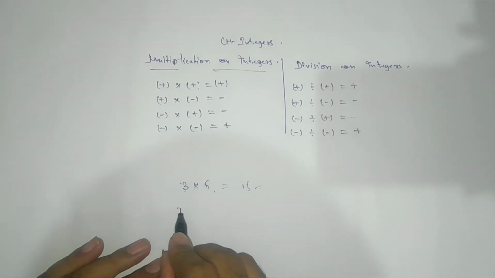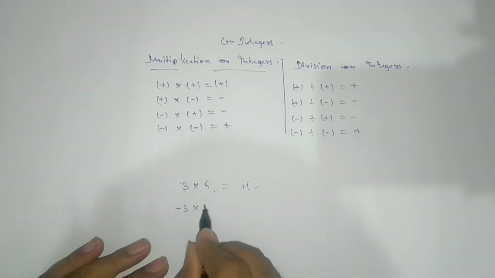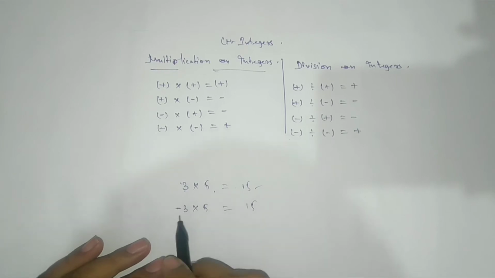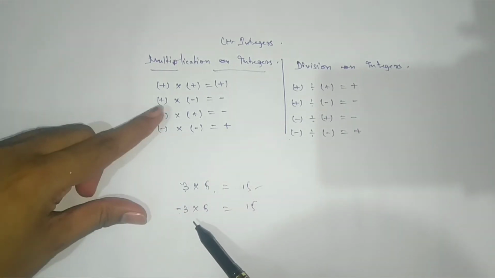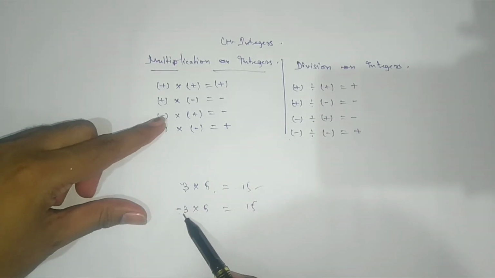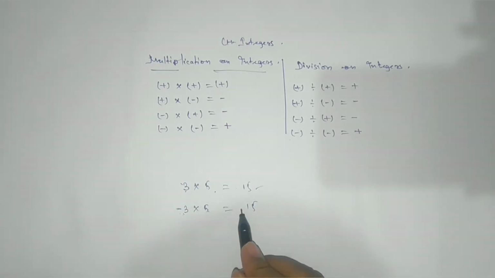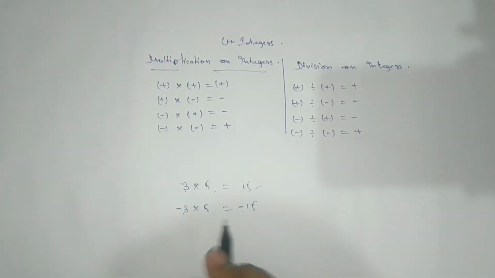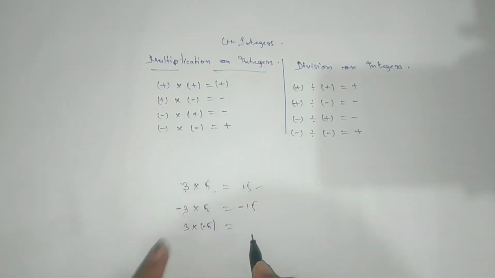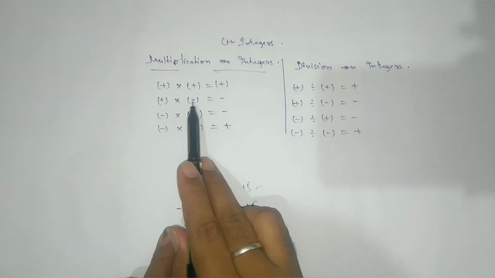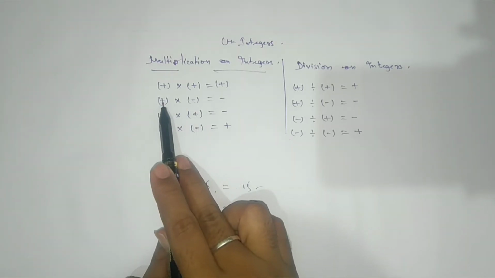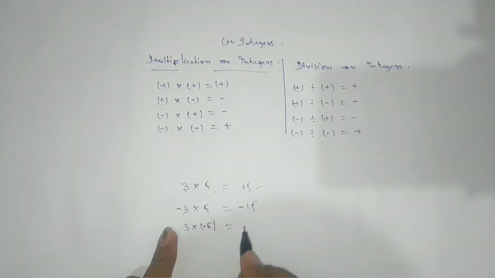Now if you take minus 3 into 5, the result you will get is 15, but here you can see that this is negative, here positive. What result are you getting? Negative. So we'll take minus here. Now if we take 3 into minus 5, that means plus into minus, what are you getting? Minus. So your result will be minus 15.